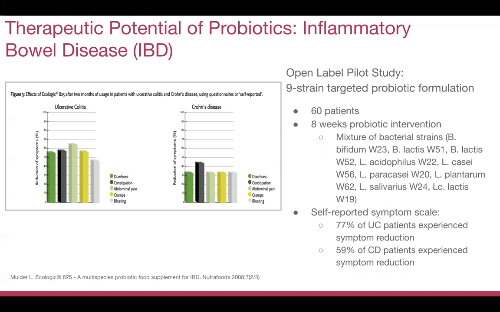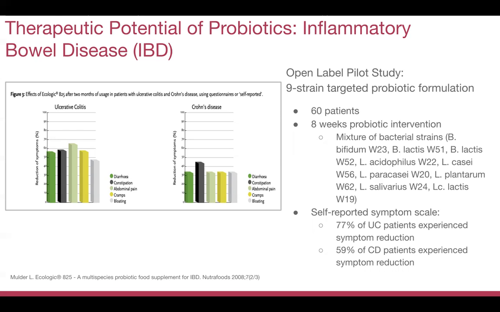And these strains, again, were included because of evaluation for their ability to inhibit various pathogens which are associated with IBD, like C. difficile and E. coli. They had been demonstrated to improve barrier function and also were shown to induce the production of anti-inflammatory cytokines. After 2 months of use, nearly 80%, so 77%, of UC patients reported reduced symptoms.